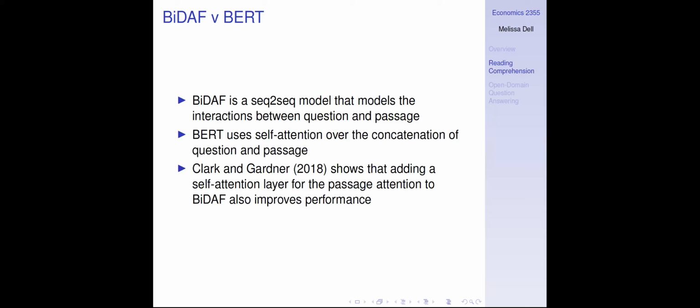So another difference with BiDAF is that it's a seq2seq model that models the interactions between question and passage with its attention, whereas BERT uses self-attention over the concatenation of question and passage. So the attention works a bit differently. And there's a paper that shows that adding a self-attention layer for the passage attention to BiDAF also improves performance. So in terms of why BERT's doing better, it's mostly that it's a much larger model that's been pre-trained. There's a lot of information in there already by the time you start fine-tuning it on SQuAD or on other question answering data sets.